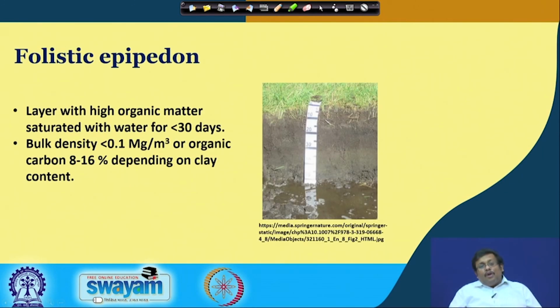Folistic epipedon. Now, folistic epipedon is basically a layer with high organic matter, saturated with water for less than 30 days, as you can see. It contains a high amount of organic matter, and it has a low bulk density of less than 0.1 gram per cc or megagram per meter cube, or organic carbon of 8 to 16% depending on the clay content. So, this is folistic epipedon.